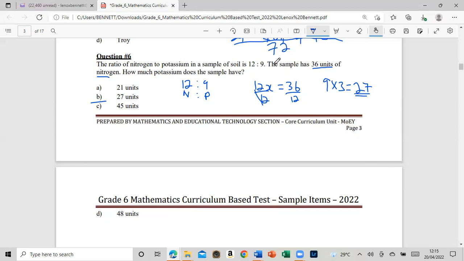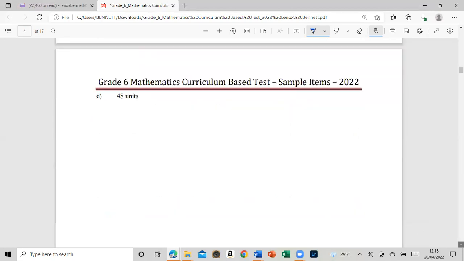And guys, you can always know that, look, the number right here is bigger. So this proportion is always going to be bigger than this. So we couldn't have gotten 45 or 48. So immediately you guys can eliminate those. All right, let's move on to number 7.